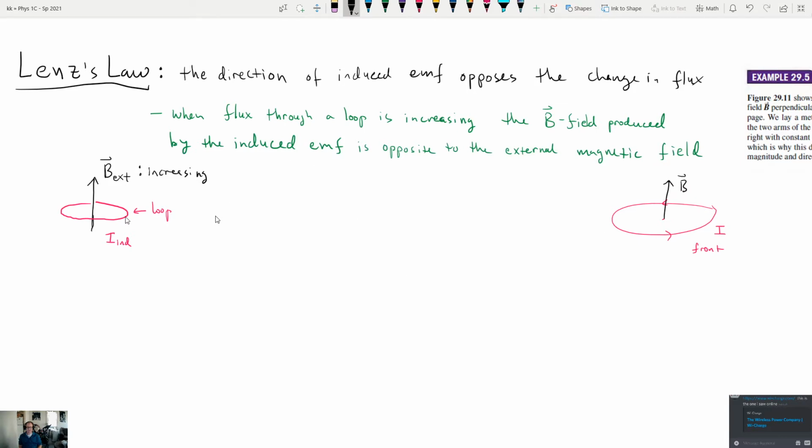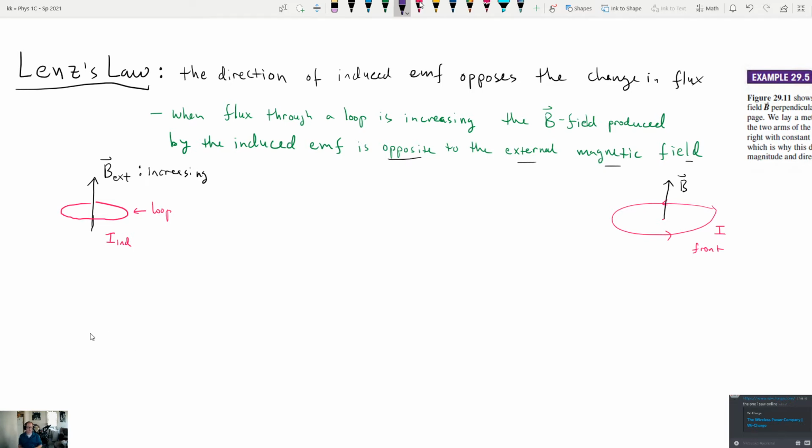So we need to make it so that the current that flows right here produces a magnetic field that does what? It has to be opposite to the external magnetic field. To be going down. Yeah, so that means, and let's put another magnetic field on here now, because I think this is the order in which you should do it.